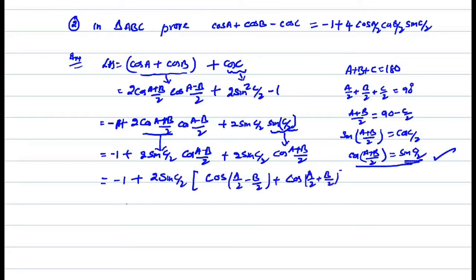So answer is minus 1 plus 2 sin c by 2, and then this is 2 cos a by 2 cos b by 2. Formula: cos c plus d, plus cos a plus b plus cos a minus b is 2 cos a cos b formula. You have to learn those 8 formulas in order to solve all these problems.